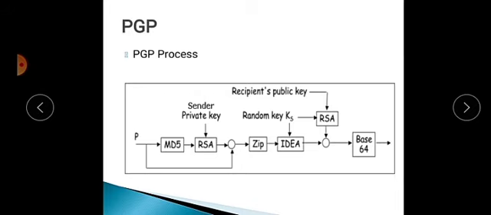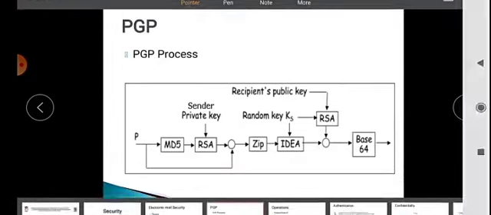When it is received by B, he reverses the base 64 encoding and decrypts the IDEA key using his private RSA key. Using this key, B decrypts the message, and after decompressing the data, user B gets the plain text message. So this is the whole operation of the PGP process. Now we are going to see the PGP operations. There are different PGP operations.